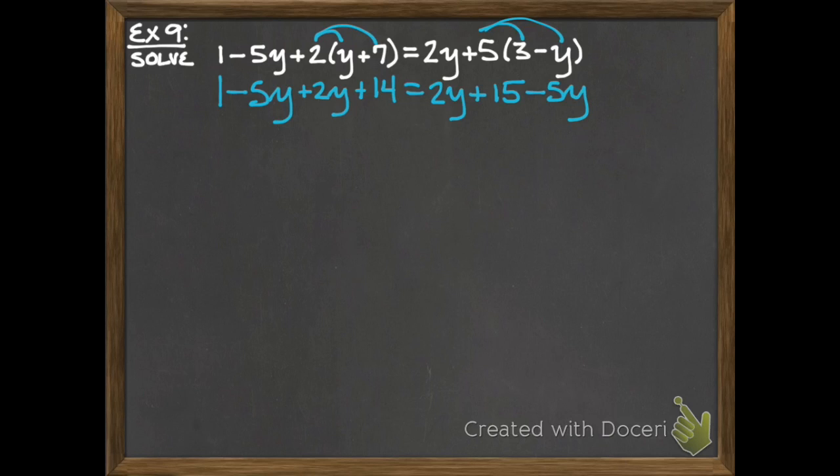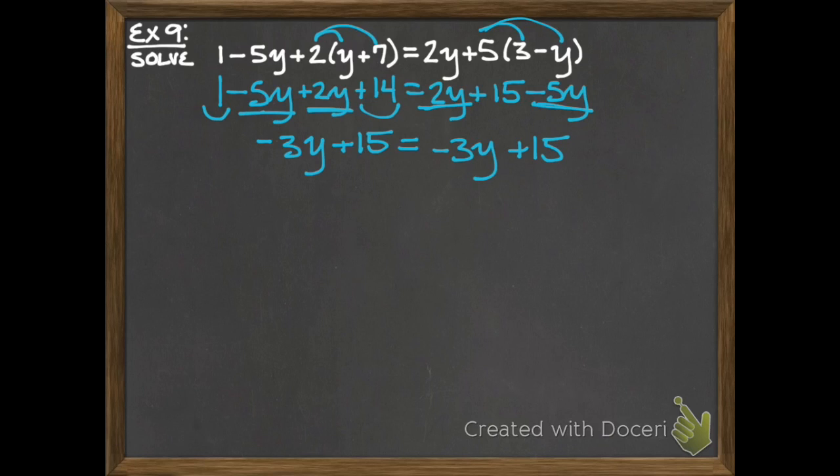Okay, now combine like terms. So I've got negative 5y and plus 2y. So that's going to give me a negative 3y. I also have 1 and 14, which I know gives me 15 on the left side of the equation. Over here I've got 2y and minus 5y, which gives me negative 3y, and then plus 15.